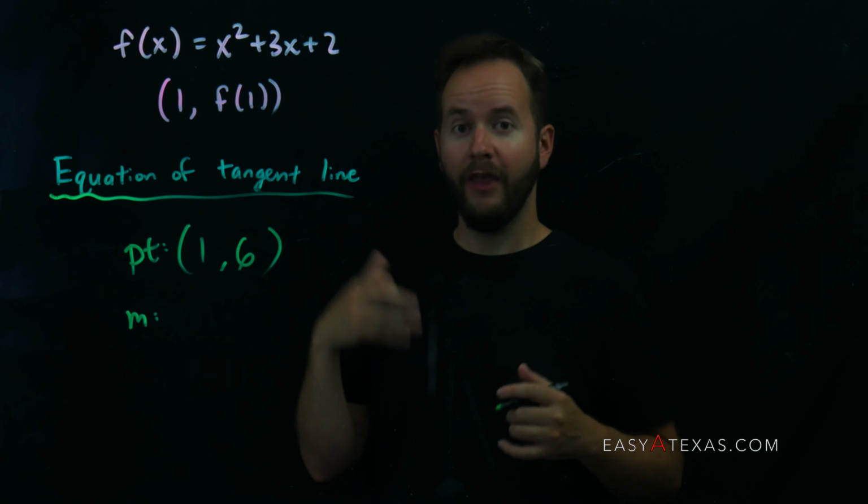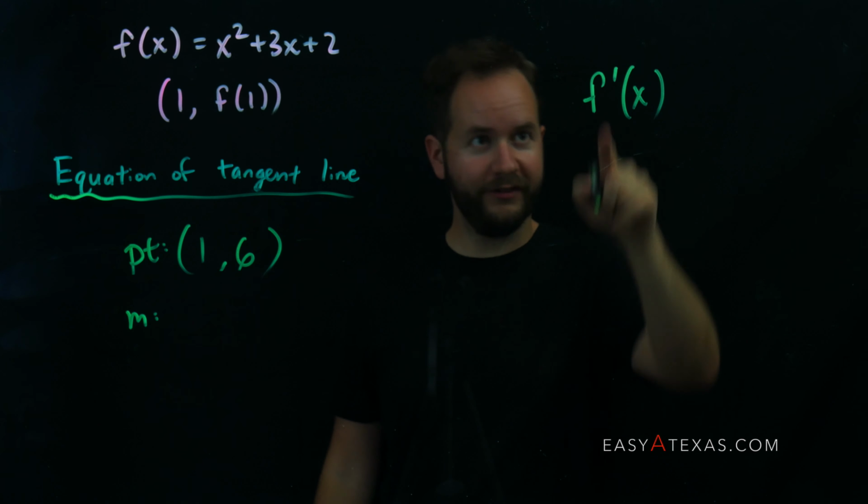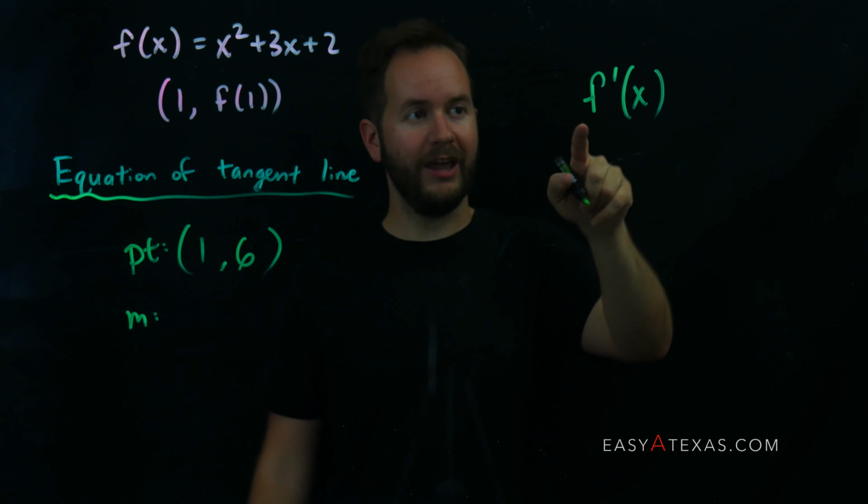Now, how do I get the slope? That comes from what's called the derivative. We denote the derivative like this: f with a little tick mark here of x. This is called f prime of x.